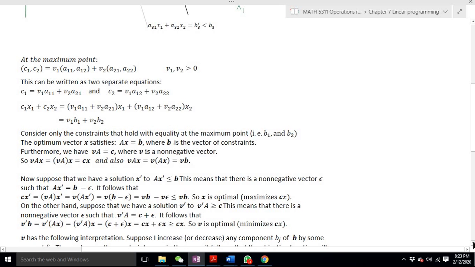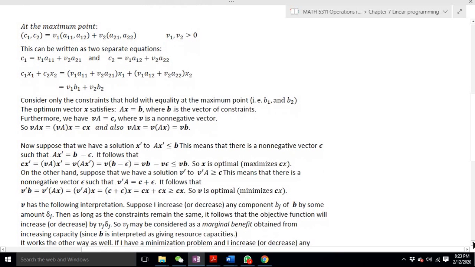So we see the dual relationship between the system ax less than or equal to b and va greater than or equal to c. There's a dual relationship there. And the optimum of this problem using the cx optimization function is the same as the optimum of the minimum problem where you're using vb as your optimization function.